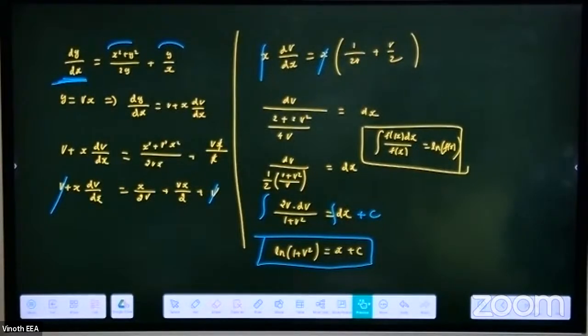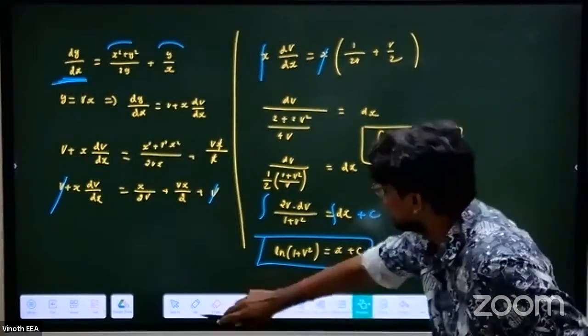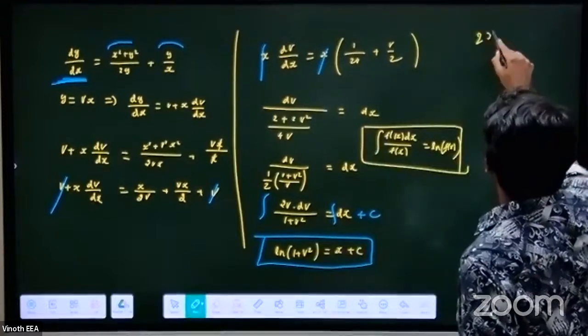homework try பண்றீங்களா? 28 is option C. Okay, you can try homework. இதை கால் பண்ணிட்டு கிளம்பலாம்.